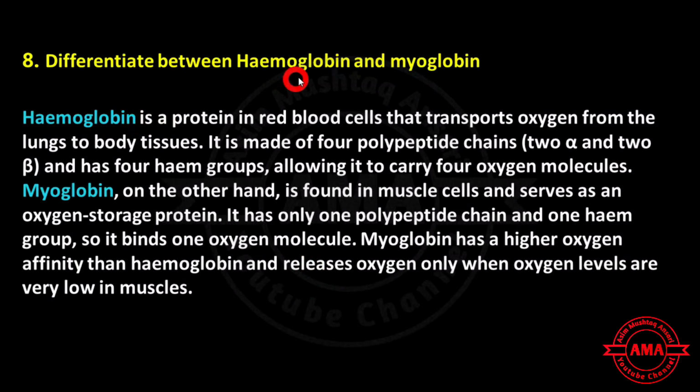Next is differentiate between hemoglobin and myoglobin. Hemoglobin is a protein in red blood cells that transports oxygen from the lungs to body tissues. It is made of 4 polypeptide chains, 2 alpha and 2 beta, and has 4 heme groups, allowing it to carry 4 oxygen molecules. Myoglobin, on the other hand, is found in muscle cells and serves as an oxygen storage protein. It has only 1 polypeptide chain and 1 heme group, so it binds 1 oxygen molecule. Myoglobin has a higher oxygen affinity than hemoglobin and releases oxygen only when oxygen levels are very low in muscles.